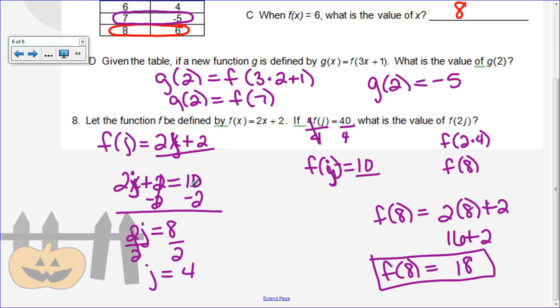So I had 2j plus 2 equals 10. I solved that, got that j equaled 4. I then took that j equals 4 and plugged it into this f of 2j to figure out that I needed to find f of 8. Once I figured out I wanted to find f of 8, because that's what this is asking for, I went back to my original function and I substituted 8 for x and solved, and that's how I got 18.